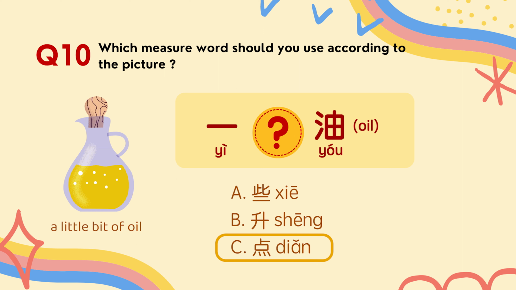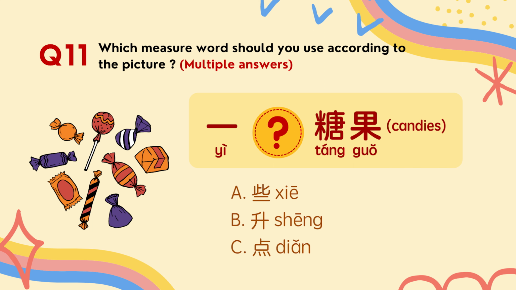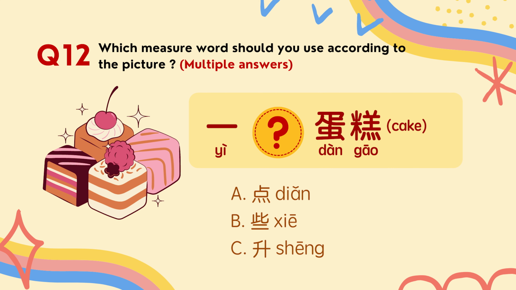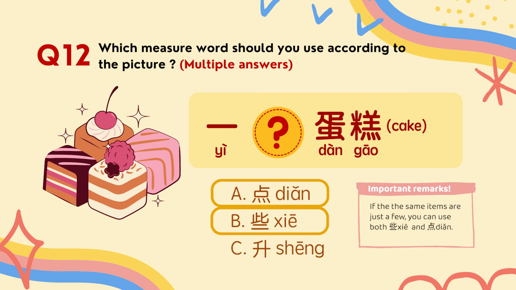一点油。油 means oil. 一些糖果 or 一点糖果。糖果 means candies. Important remarks. If the same items are just a few, you can use both 些 and 点。一点蛋糕 or 一些蛋糕。蛋糕 means cake.